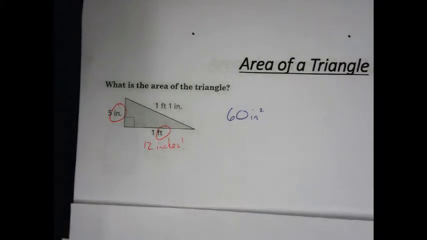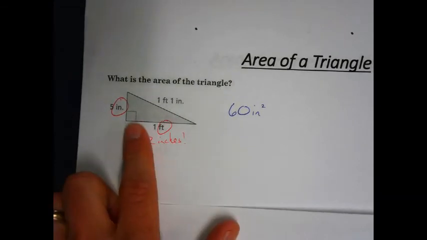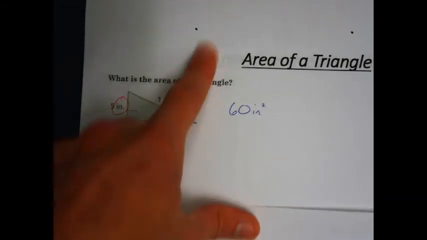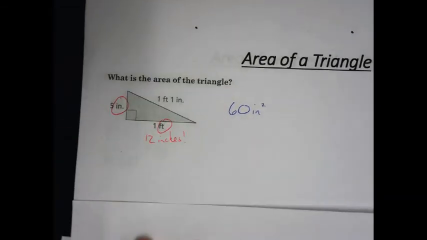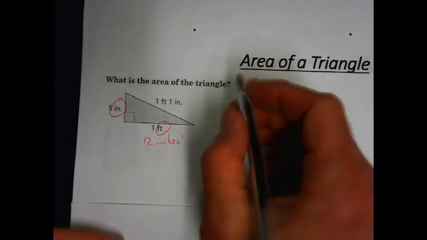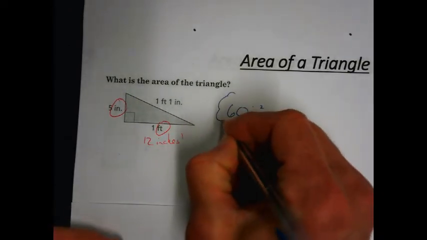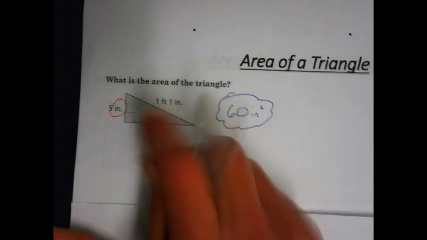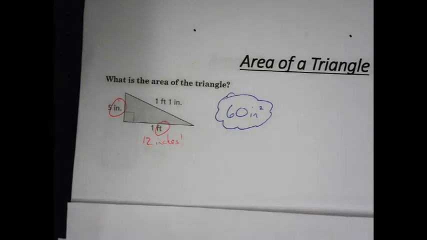Okay, so we have 60 square inches, but what if I asked for it in square feet? It'd be less than 1 square foot, right? How do you know it's less than 1 square foot? Because here's a foot here. A square foot would go up that way. This is less than a square foot. So anyway, 60 inches squared. And that's it. That's it for area of a triangle. We'll call it a day.